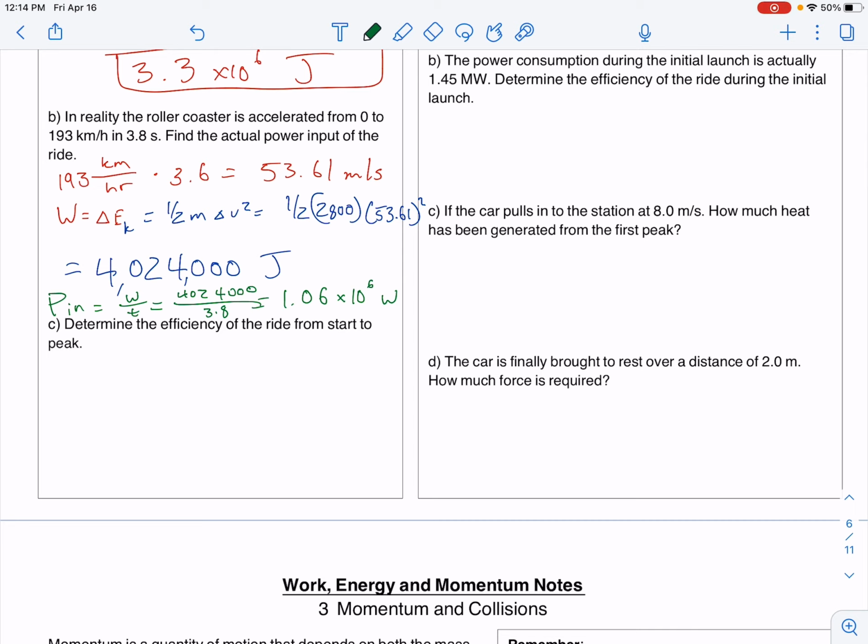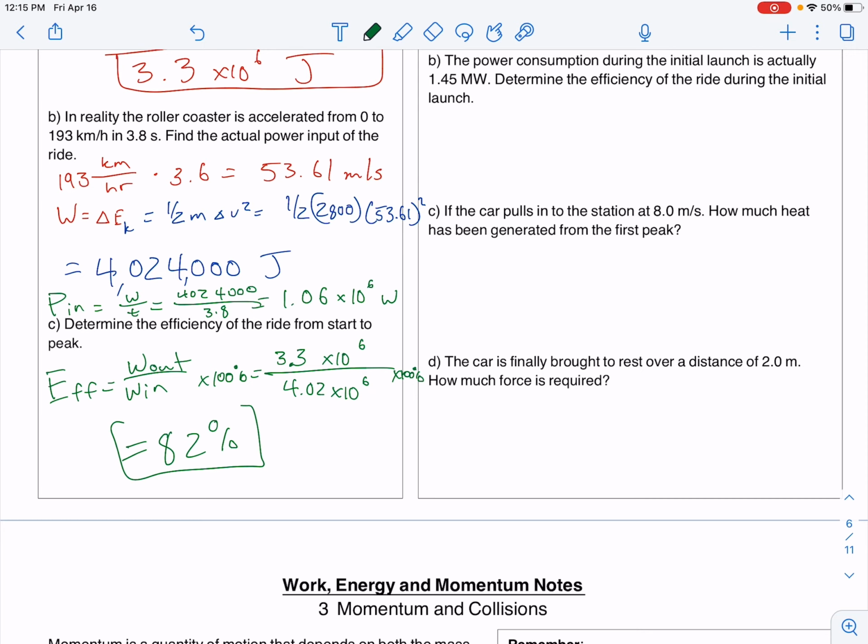Okay, now we're looking at efficiency. All right, what's our work output divided by our work input, times 100. So as we said, 3.3 times 10 to the 6 divided by 4.02 times 10 to the 6, multiply that all by 100. Equals about 82%.